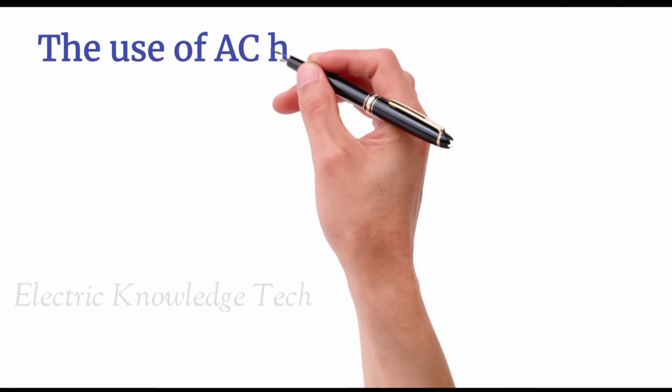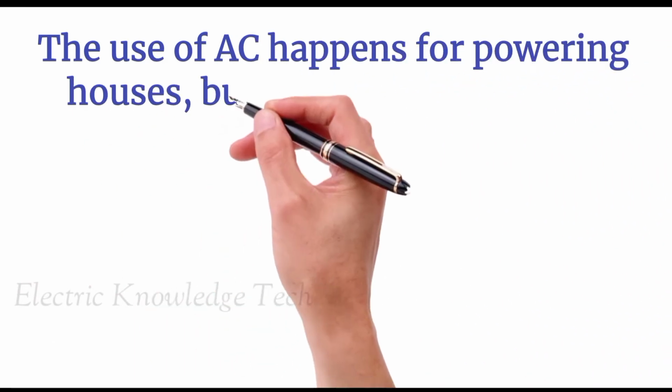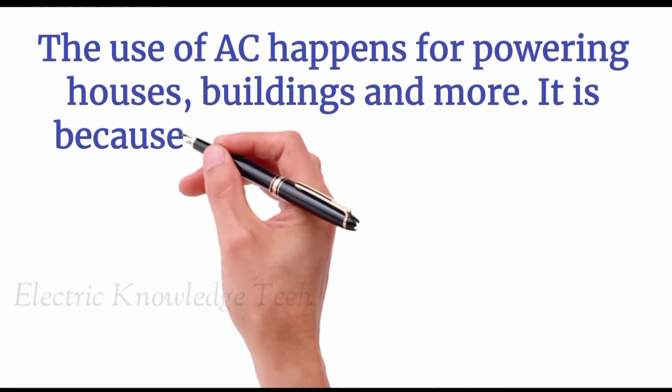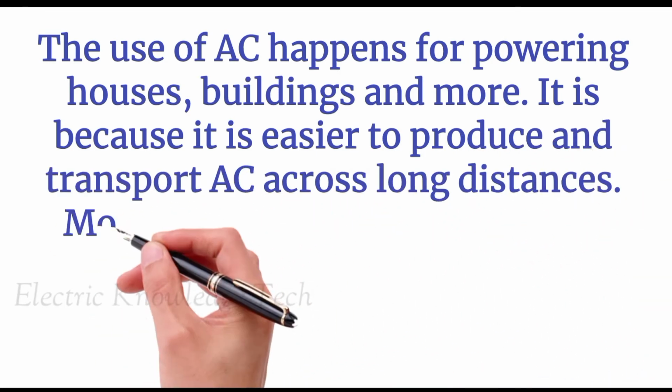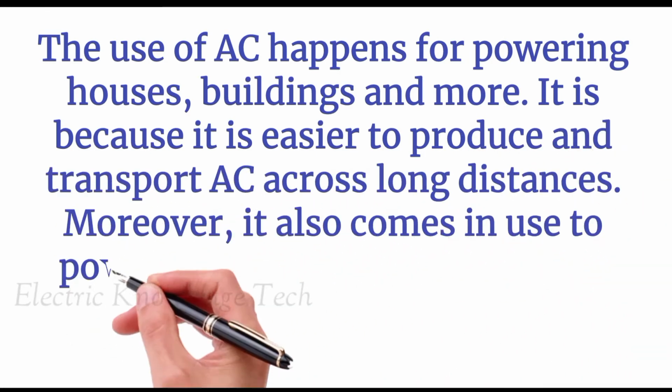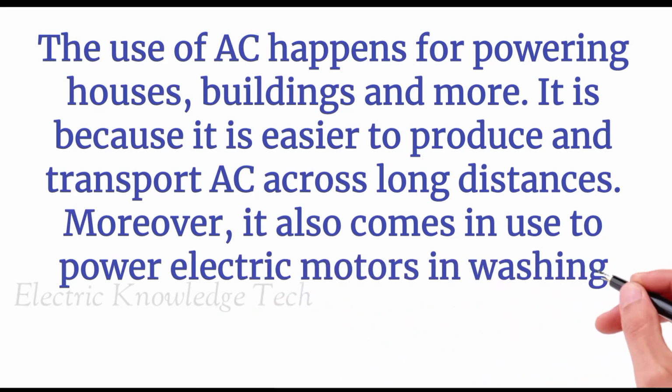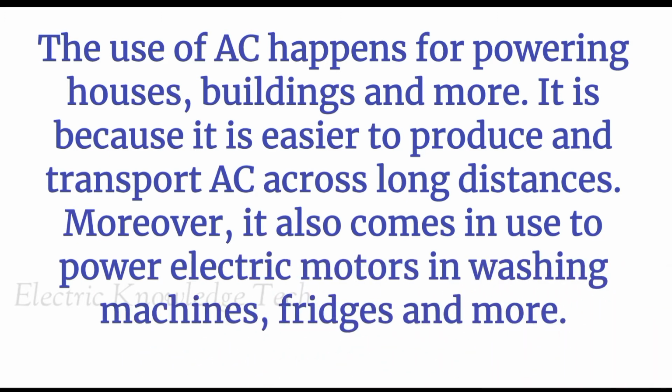The use of AC happens for powering houses, buildings and more. It is because it is easier to produce and transport AC across long distances. Moreover, it also comes in use to power electric motors in washing machines, fridges and more.